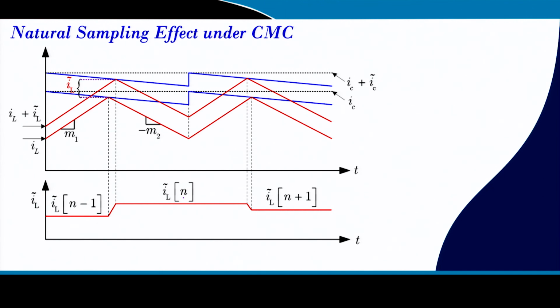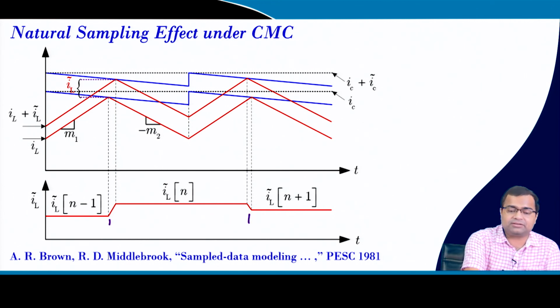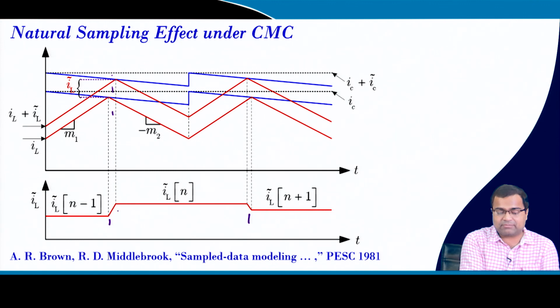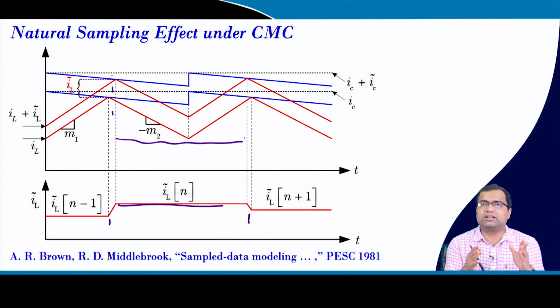Now current mode control also has a natural sampling effect, and this was reported in this paper in 1981. If you take cycle by cycle and look at the peak inductor current, this current will change at every switching transition. That means any perturbation will remain fixed until the next switching event comes, and that inherently introduces a kind of sample and hold effect in the current dynamics, and this effect can be introduced if you take a discrete time model.